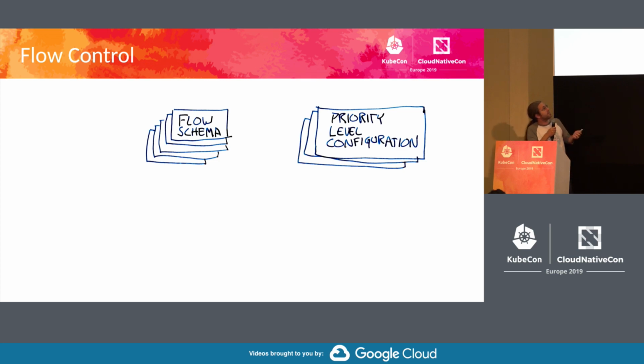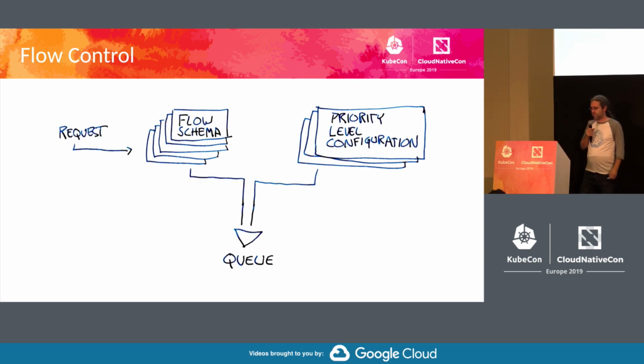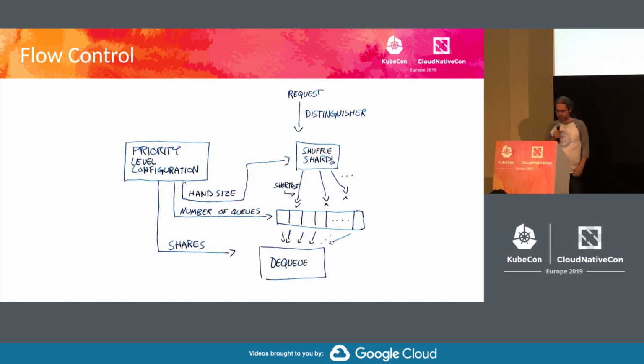We're adding 2 API objects, a flow schema and a priority level configuration. A flow schema is going to describe how to map a request into a queue, and a priority level configuration is going to list how important the queues are. This graph here illustrates how this works.